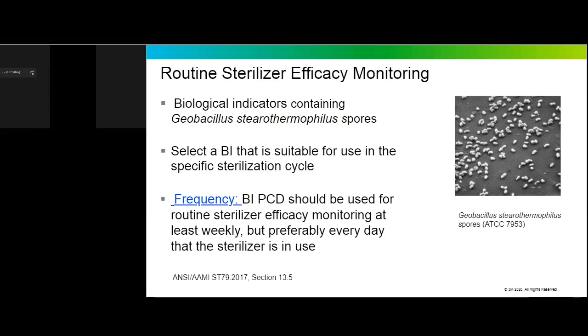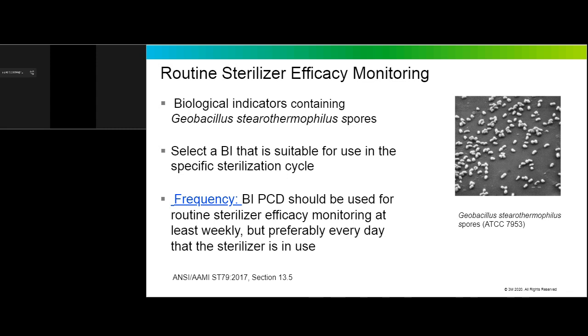So this concept of routine sterilizer efficacy testing. How do I do it? With biological indicators, right? I make sure my sterilizer is working by demonstrating it's able to kill that large population of resistant bugs. In the case of steam sterilization, the organism we use is Geobacillus stearothermophilus. The same organism is used to monitor vaporized hydrogen peroxide sterilizers.